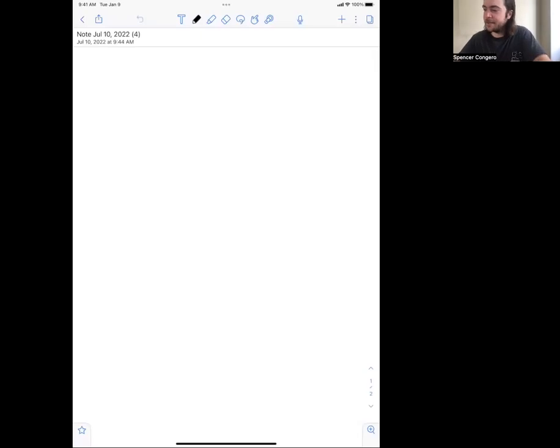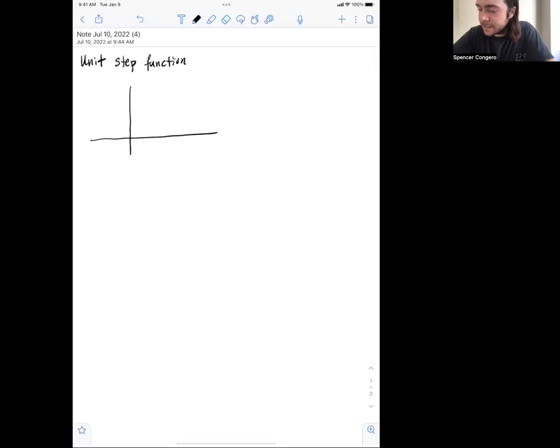Okay, so in this video, we're going to introduce another function that we're going to see a lot in this class, which is the unit step function. You might have seen this before. So what does it look like? Well, it just is 0, and then at t equals 0, it jumps up to 1. That's really it. We denote it by u of t.